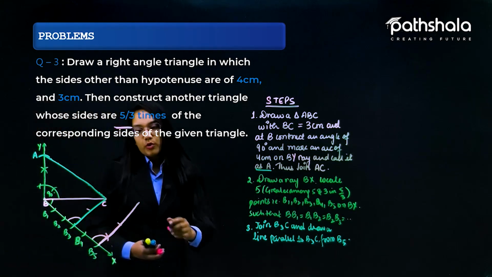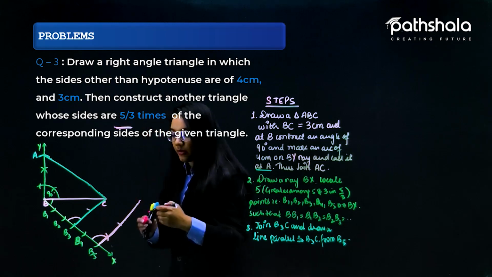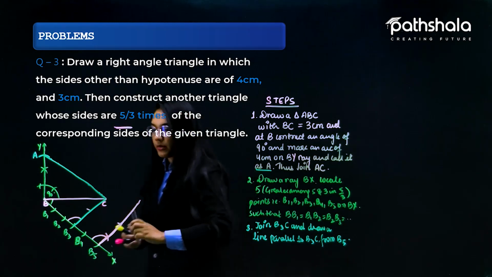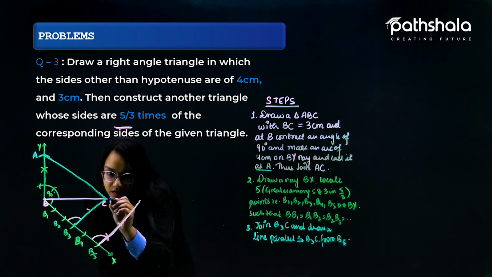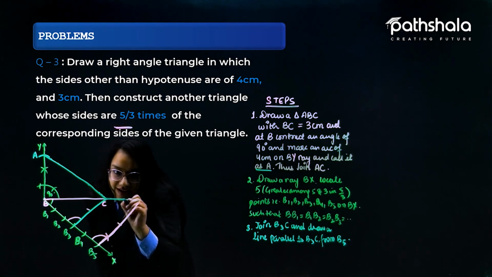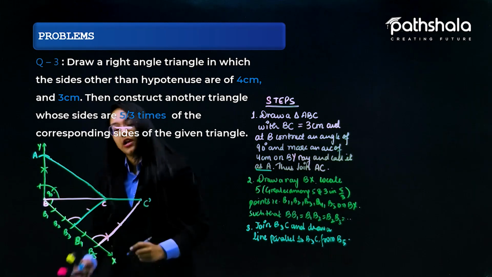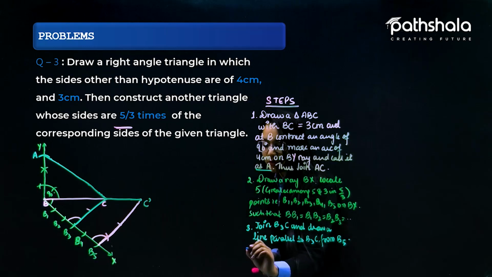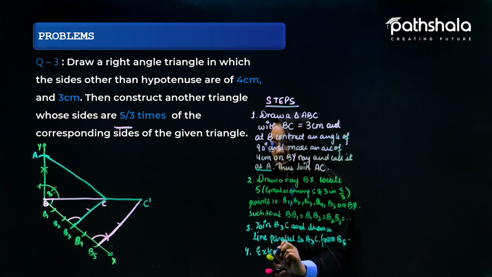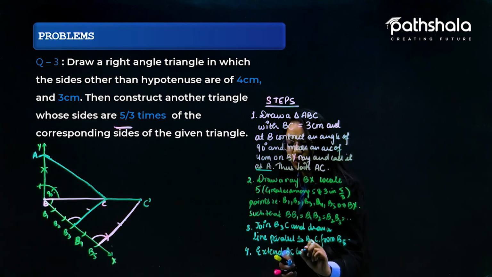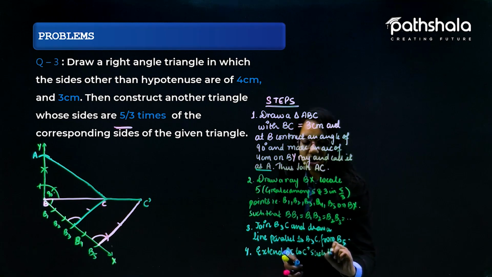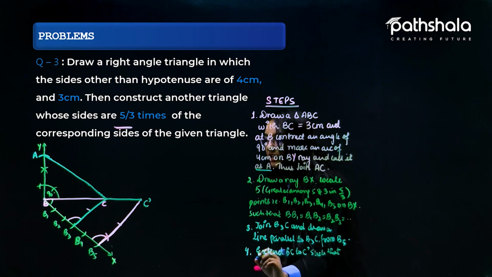Again, let us suppose I am extending this BC till this particular point, and I'm calling this C dash. So this is my next step. The fourth step would be: extend BC to C dash such that B5C dash would be parallel to B3C.